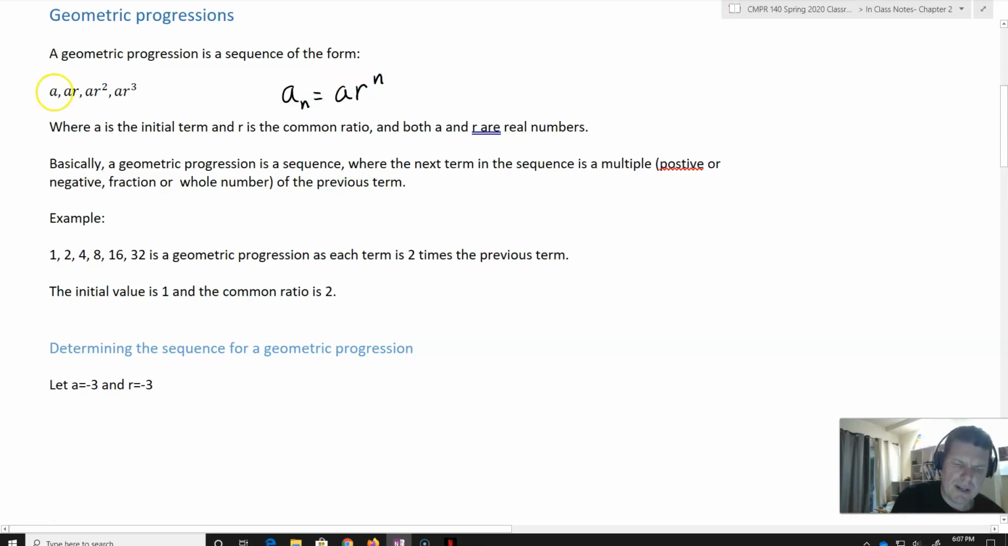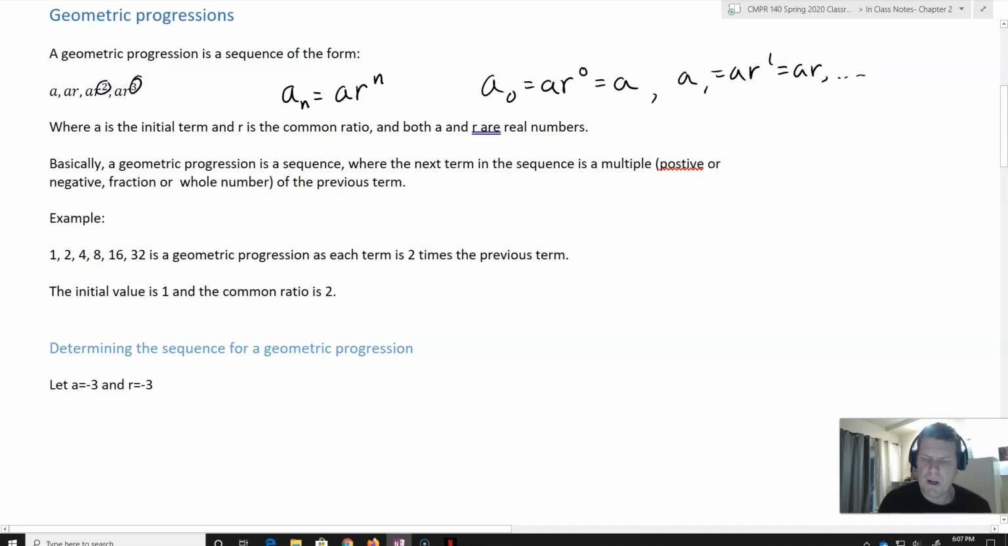All right. So you'll notice that the first term, or the 0th term, is a_0, which equals ar to the 0, which equals a. Then a1 will equal ar to the 1, which equals ar, and so on and so forth. Notice the 2, the 3, etc. And then what will change is our a's and our r's.